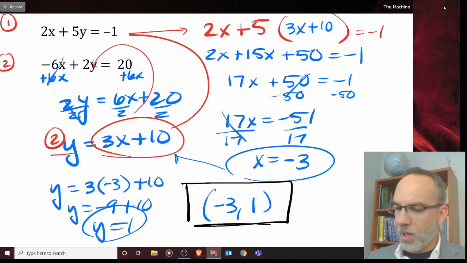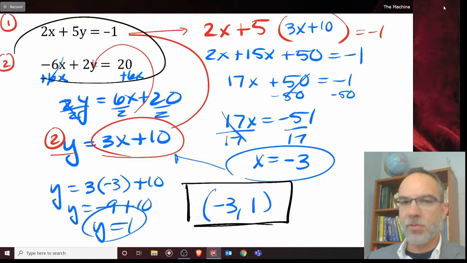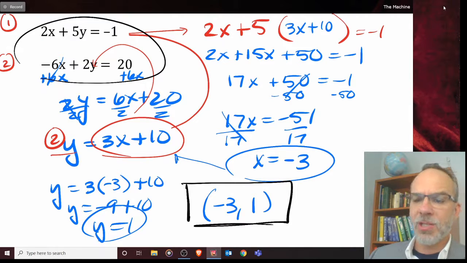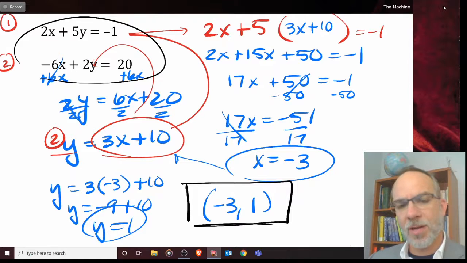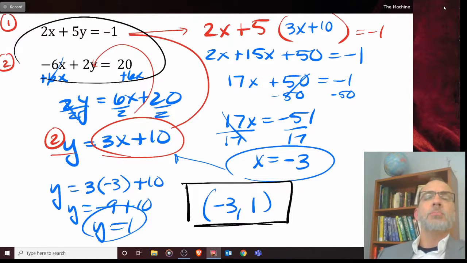I will bet you $1 if you plug it back into both of those, it will solve both of them at the same time. And yes, you do need to give it as an ordered pair. It needs to have parentheses. The x value first, the y value second, because it is a solution point.